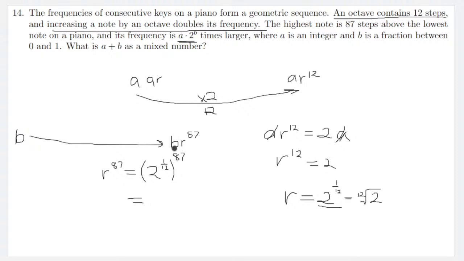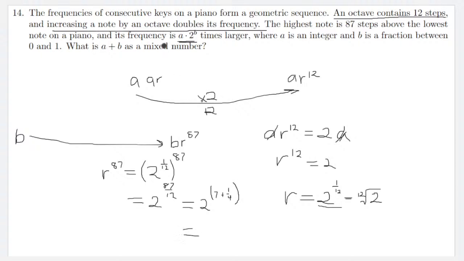We know we can also multiply this exponent in. So we get 2 to the power of 87 over 12. And we can actually split this up. So this is 2 to the power of 7 plus 3/12ths, or 1/4.